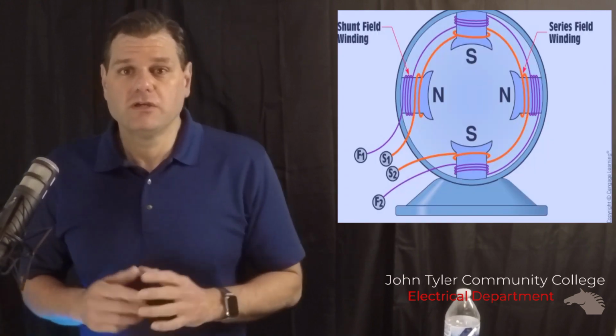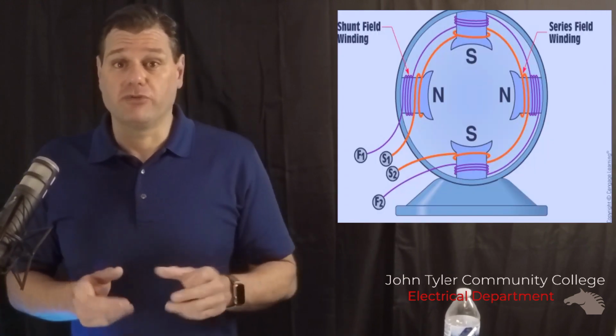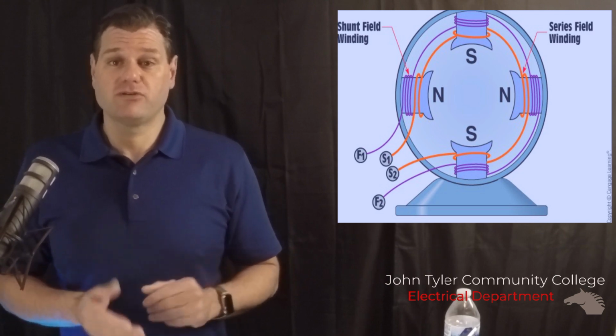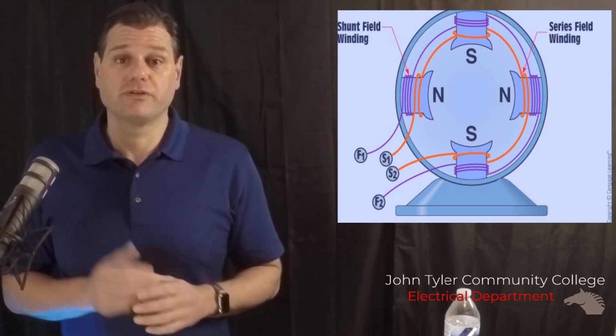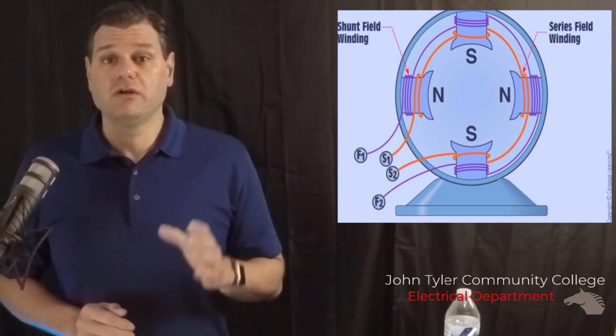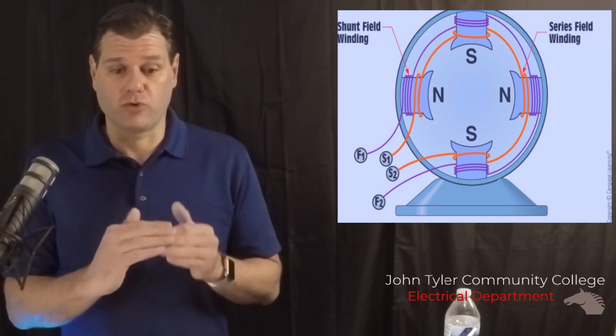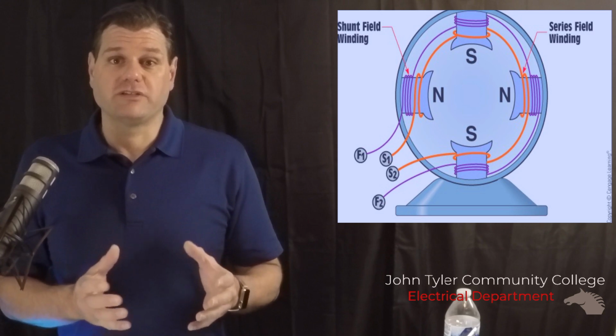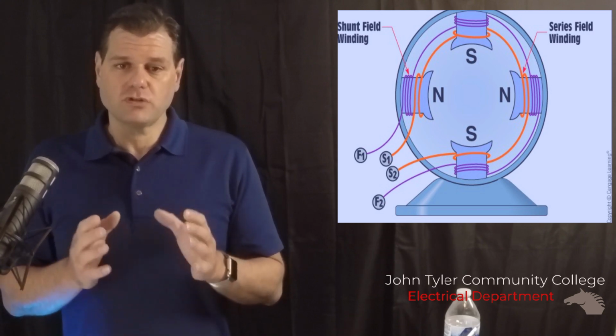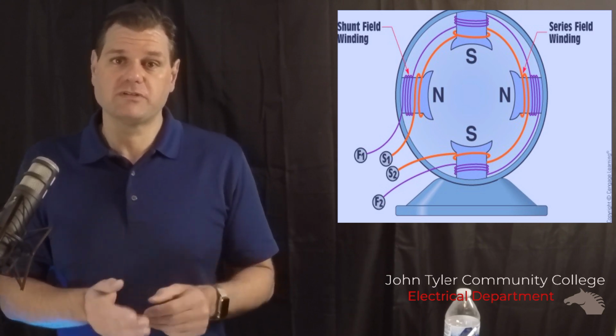Okay, so now we're going to talk about the windings on the field. These are field windings. There's two different types. You have a series and you have a shunt. Series is going to be your S1, S2. Your shunt is going to be your F1, F2. Series is going to be wired in series, or in line, and shunt is going to be wired in parallel. So each one has their benefits.